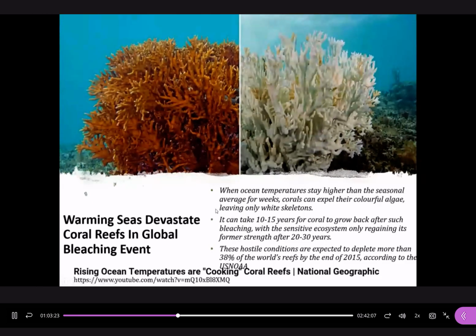And after bleaching of the coral reefs, it will take 10 to 15 years for the corals to grow back. It means it takes 10 to 15 years just to attract the corals back to the white skeletons, to the reefs. And if the coral reef system wants to recover to the original status, it will take around 20 to 30 years. It needs a much longer time to recover.